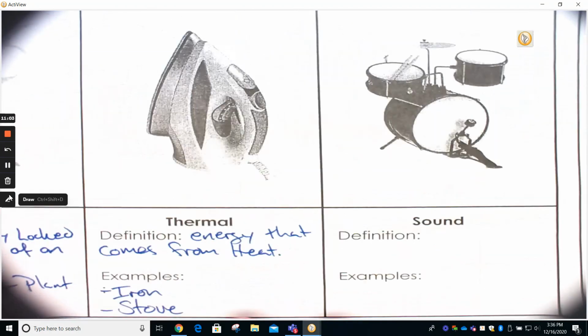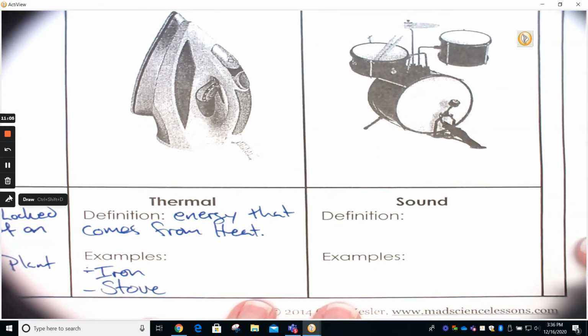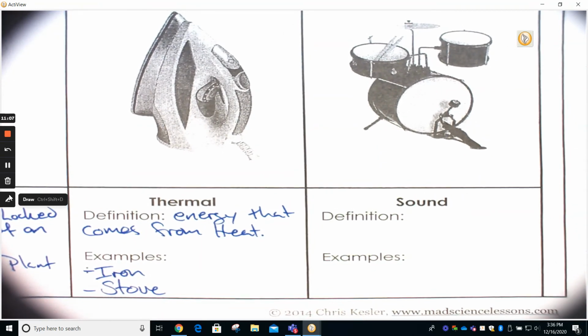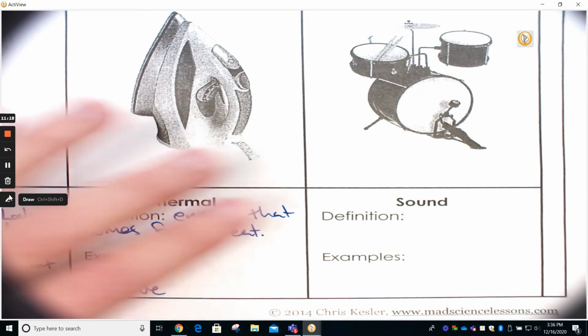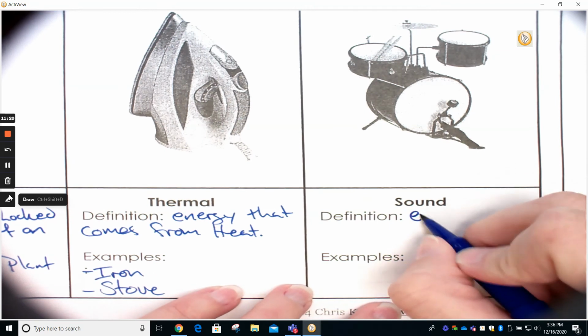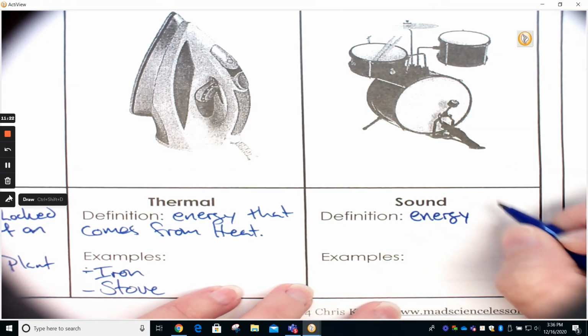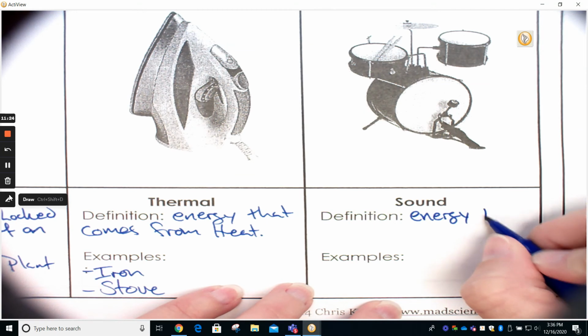Okay. Our next type of energy that we're going to talk about is sound energy. Sound energy is energy that is made by vibrations and requires a medium like air, water, or soil in order to travel. So I'm going to say energy that is made by vibrations.